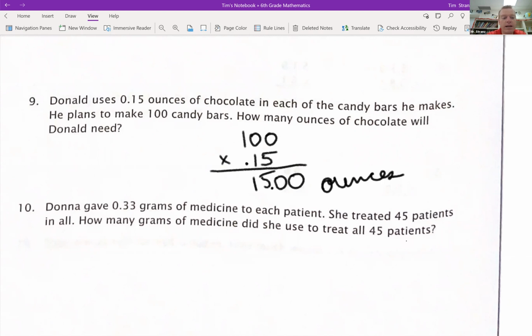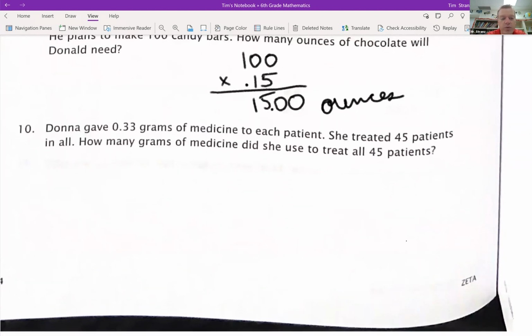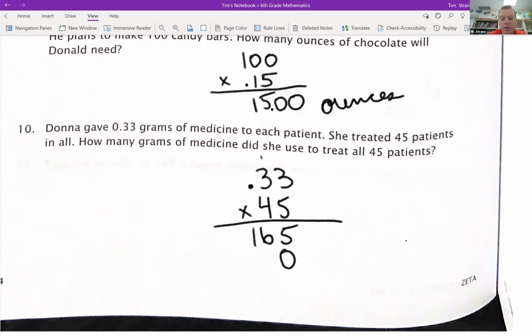All right. And last one, number 10. Donna gave 0.33 grams of medicine to each patient. She treated 45 patients. How many grams in all? Okay, so you got 0.33 times 45 patients. Okay, 5 times 3 is 15. It's 15, 16. Placeholder would be 12, 13. Okay, so we got 5, 8, 4, 1. 2 decimal places, so 14.85 grams.